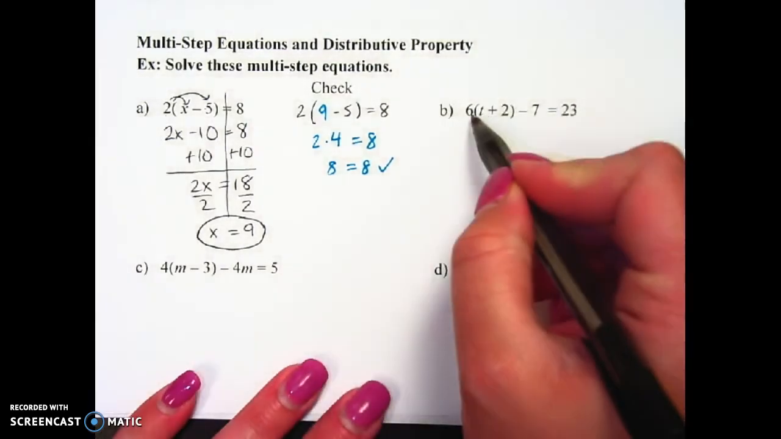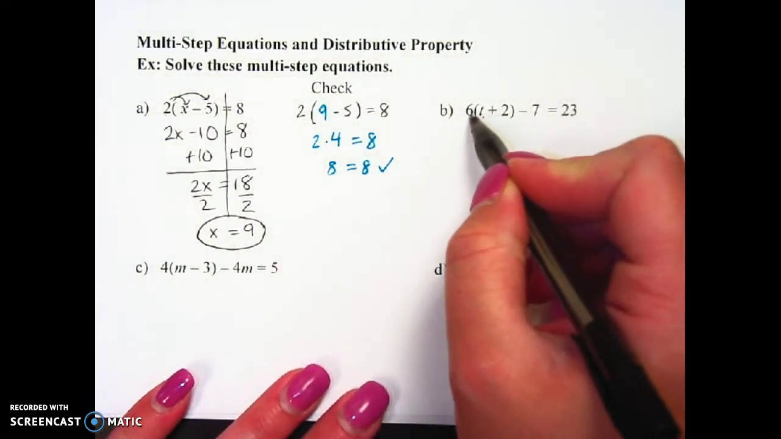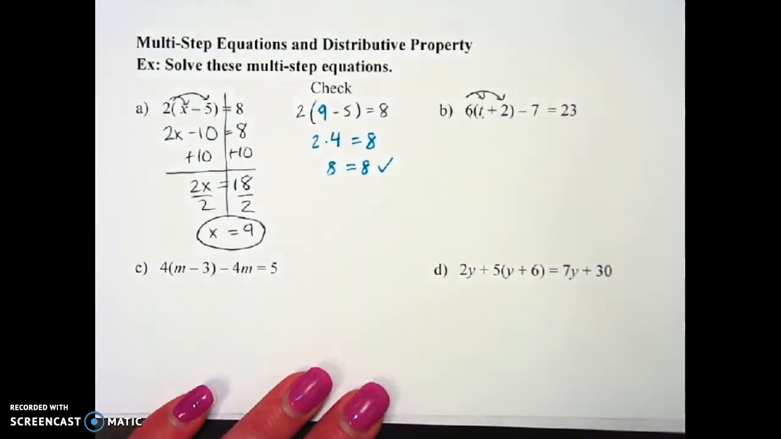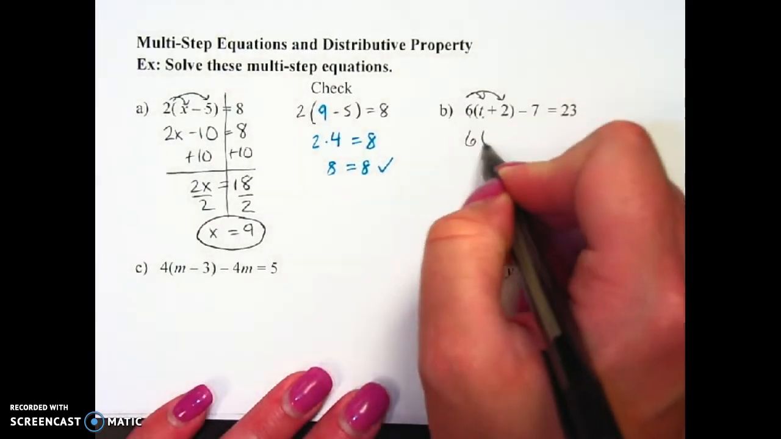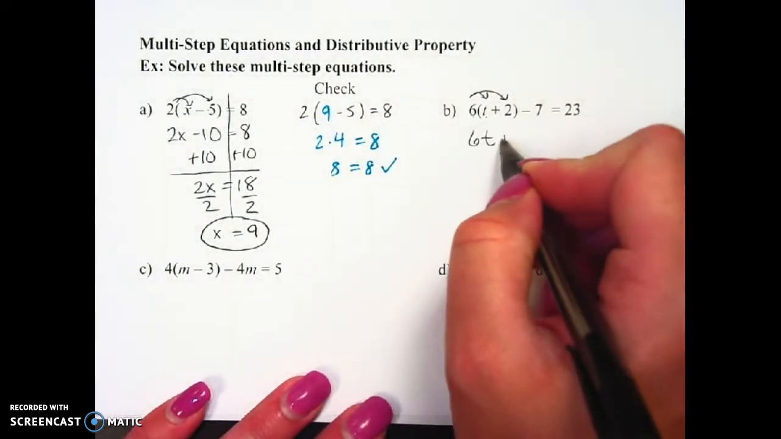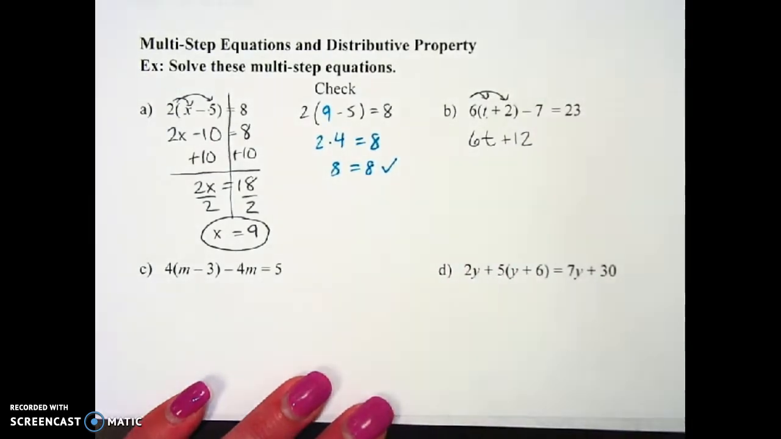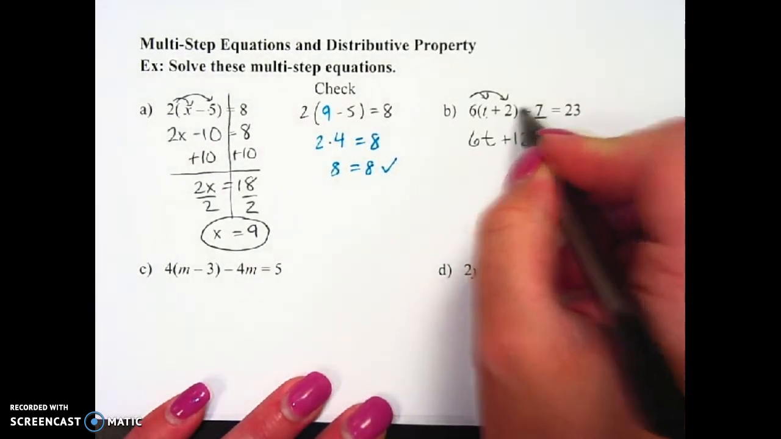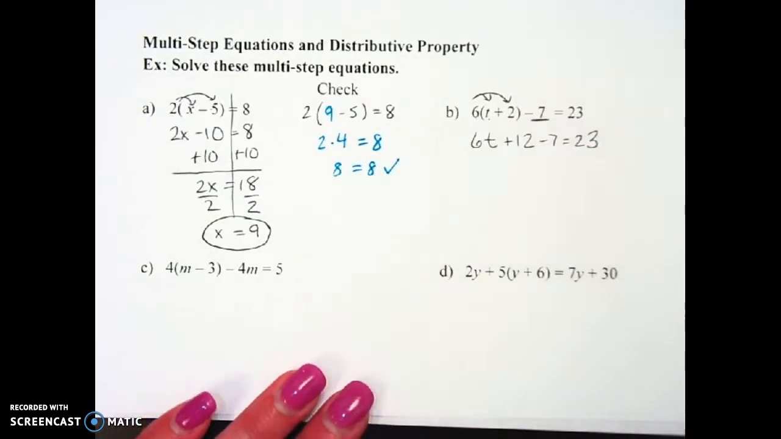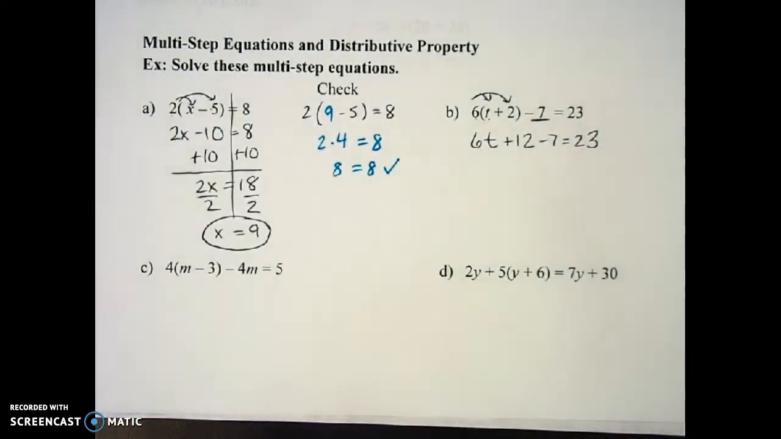Alright, let's try our next one. So I have 6 groups of t and 6 groups of 2. So I draw those little arrows there as a reminder to myself. 6 times t is 6t. And we also have 6 groups of 2, so 6 times 2 is 12. My minus 7, notice, is outside that parentheses. So the minus 7 does not get multiplied by 6. I'm only multiplying what's directly inside my parentheses times 6.